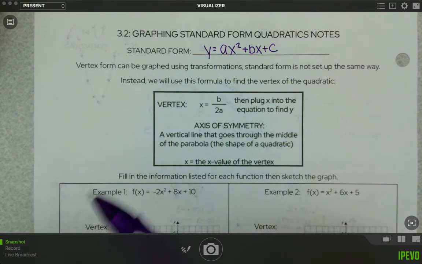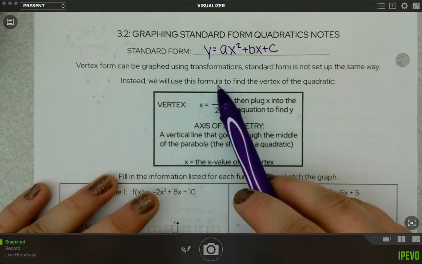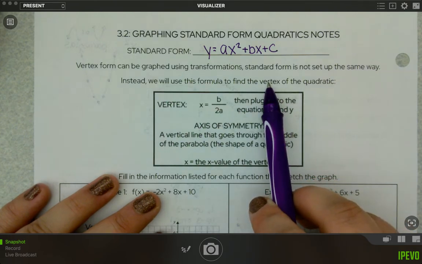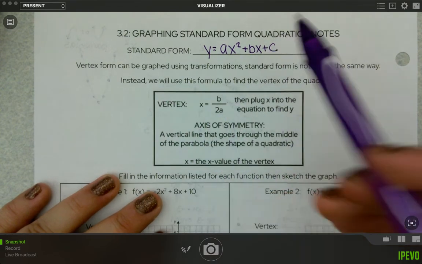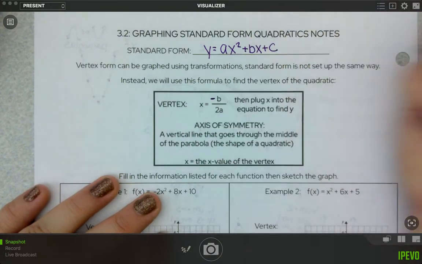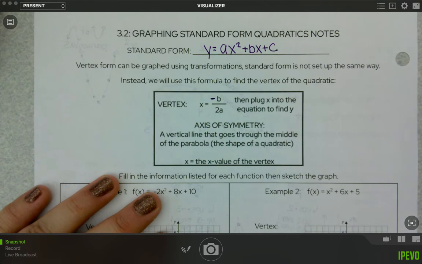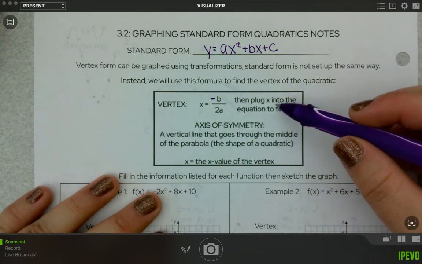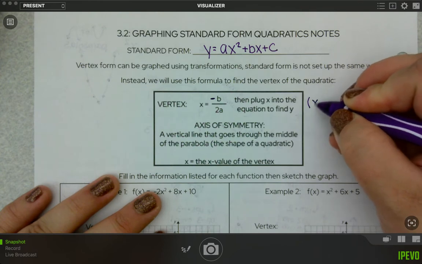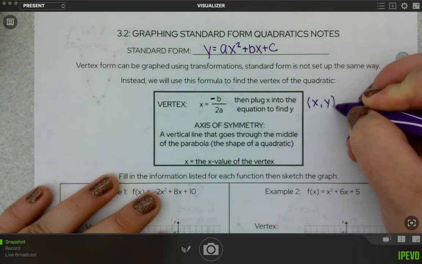So instead, we have to use a formula to find the vertex so that we know where the middle of the quadratic is. And that vertex formula is x equals, and then do this with me really quick, negative b over 2a. Then you plug x into the equation to find y. Because remember that your vertex should be a point x comma y like this.